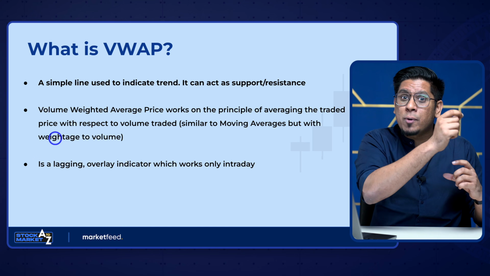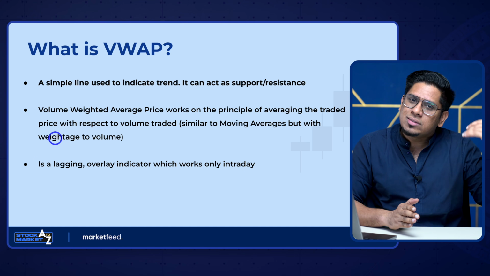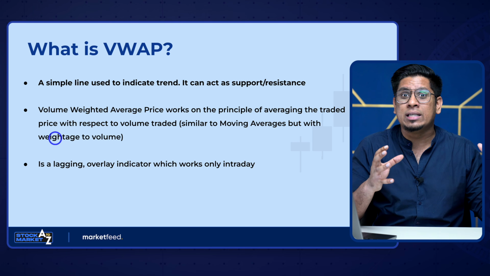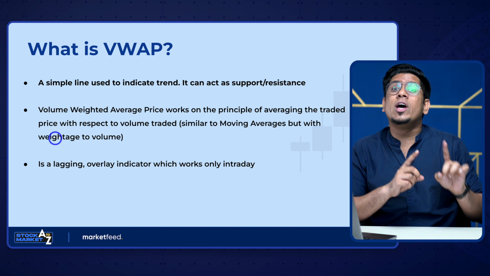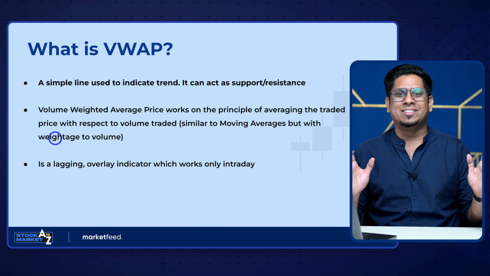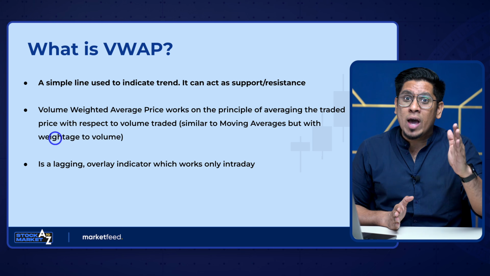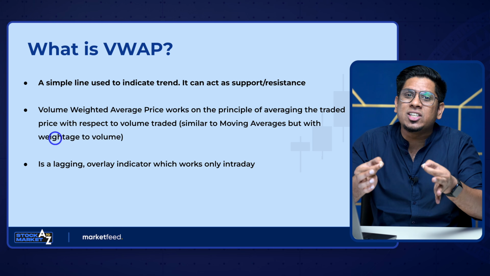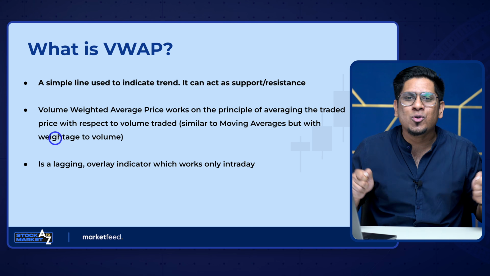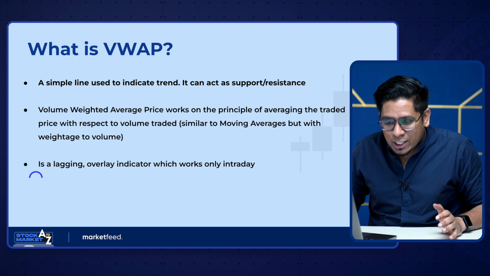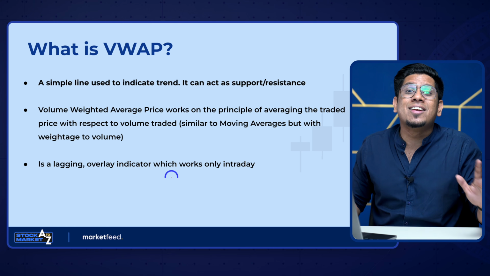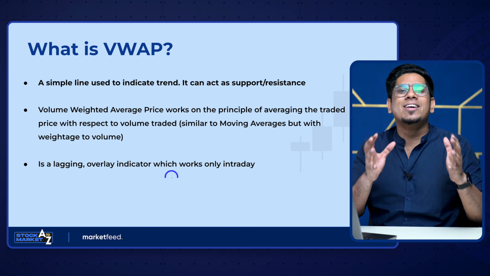Say at a certain price there was very high volume, and say at a different price there was very less volume. Now when you take the average of this, more weightage will be given to the price where the volume was high. As simple as that. So the whole point here is VWAP is very similar to moving averages, but an extra consideration is given to the weightage based on volume. As simple as that. And the next point here is it is a lagging overlay indicator which works only intraday. Yeah, this is a pure intraday indicator.